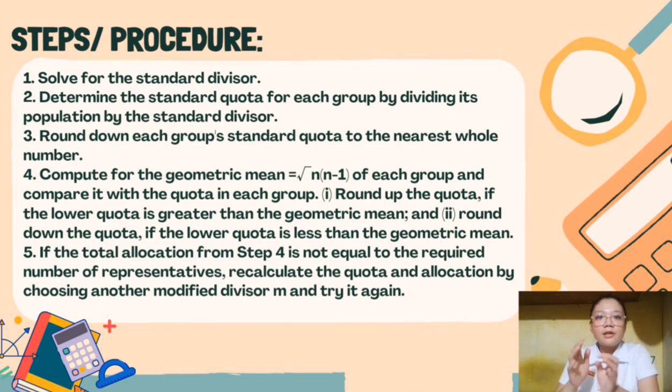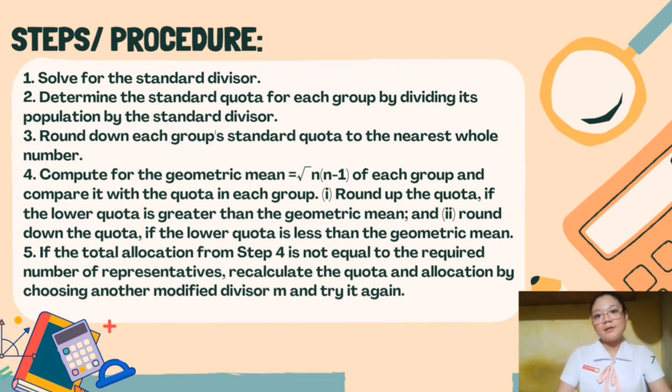And round down the quota if the lower quota is less than the geometric mean. So if the state's decimal quota is greater than the geometric mean, round up to the next whole number. But if the state's decimal quota is less than the geometric mean, round down to the nearest whole number.